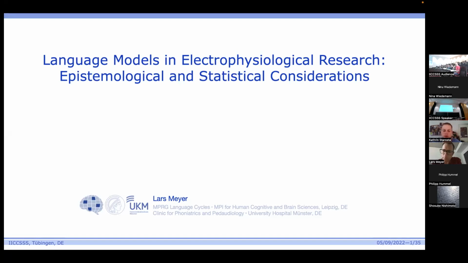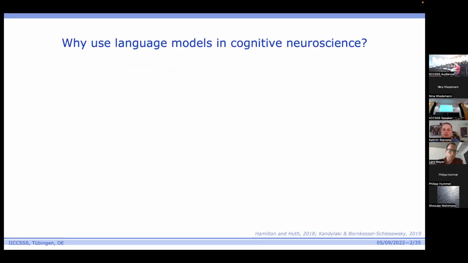And hopefully, if you heed some of the caveats that I'm speaking about, then the epistemological value will be a bit larger, ideally. No guarantee. Let's roll. So why would you use language models to start with?